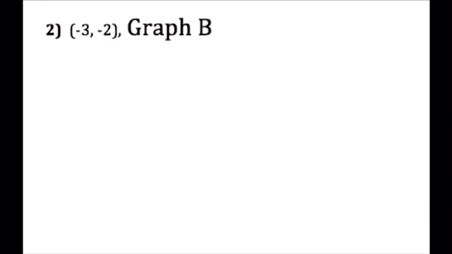Okay, for number 2, we're going to write the equation of a line that is parallel to the line in graph B and goes through the point -3, -2. I'll give you about 30 seconds to work on that.